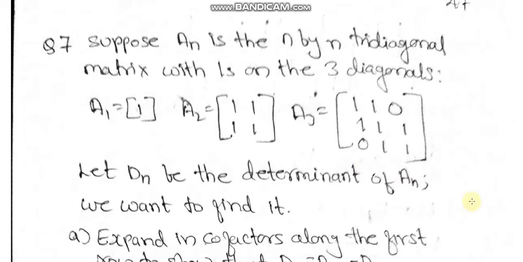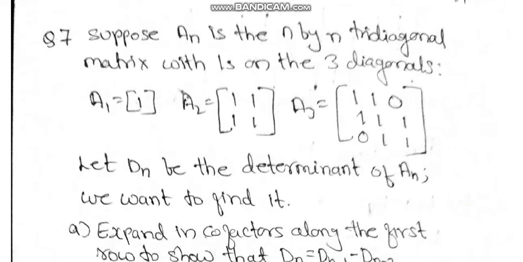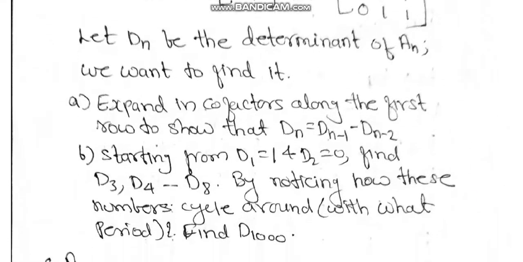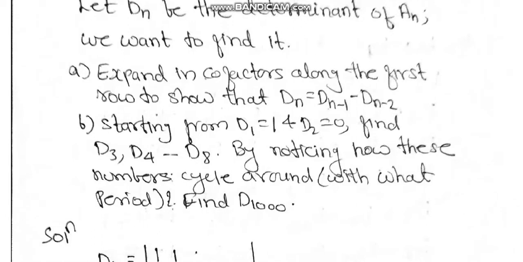What is asked? Let Dn be the determinant of An. We want to find it. First question: expand in cofactors along the first row to show that Dn equals Dn minus 1 minus Dn minus 2. We could have done it for other rows or other columns, but they have asked for the first row, so we have to do it for the first row. The second question: starting from D1 equals 1 and D2 equals 0, find D3, D4, D8 by noticing how these numbers cycle around, and find D1000.